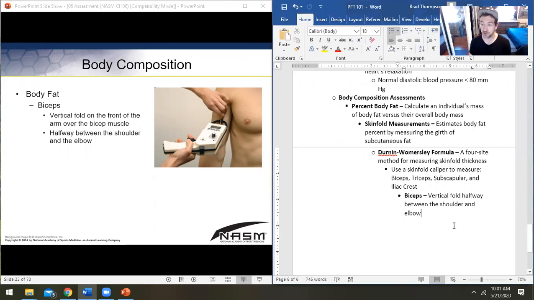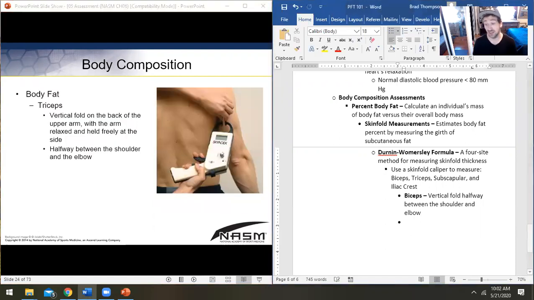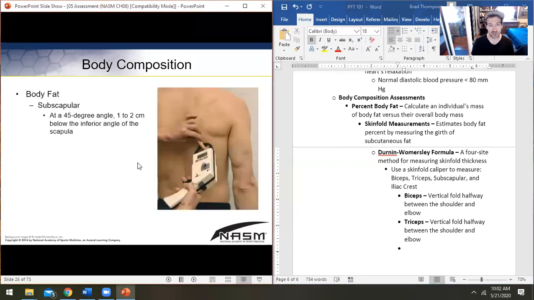So your biceps, vertical fold halfway between the shoulder and elbow. Then your triceps, same concept, literally exactly the same actually. So your triceps, vertical fold halfway between the shoulder and elbow. So nothing fancy there. Your subscapular is going to be a 45-degree angle.